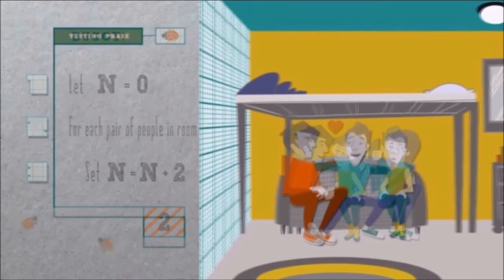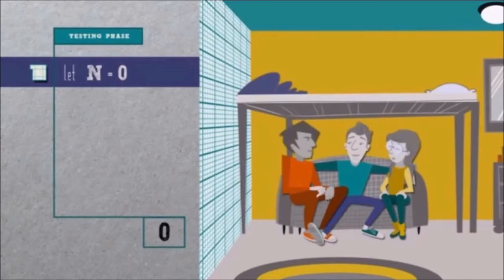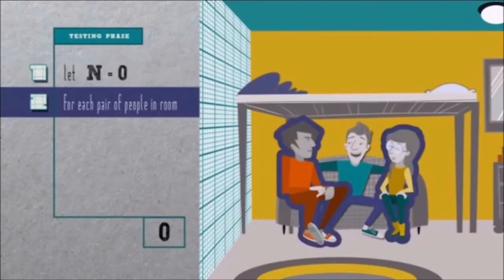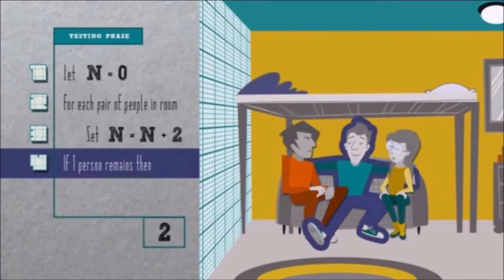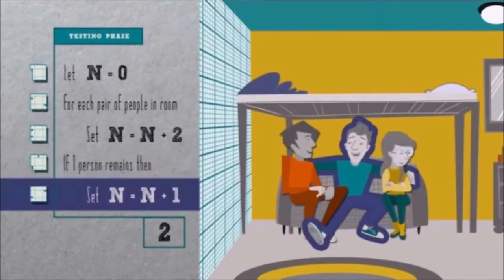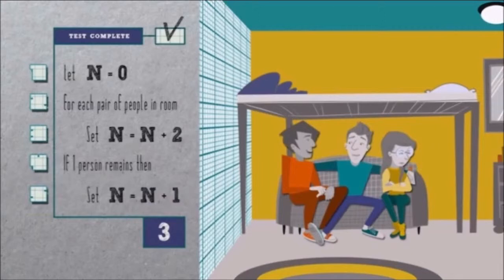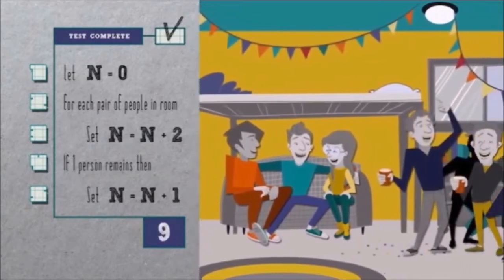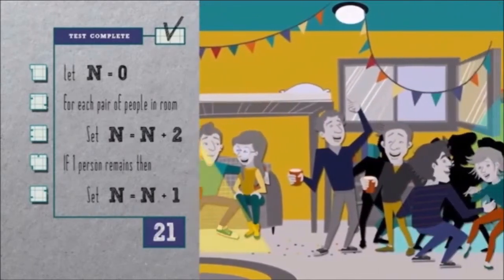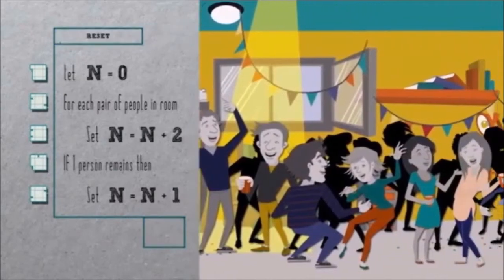Let's regress with some new pseudocode. Let n equal 0. For each pair of people in the room, set n equal to n plus 2. If one person remains unpaired, set n equal to n plus 1. To solve this particular problem, we've introduced in line 4 a condition, otherwise known as a branch, that only executes if there's one person we could not pair with another. And so now, whether there's 1 or 3 or any odd number of people in the room, this algorithm will now count them. Can we do even better?